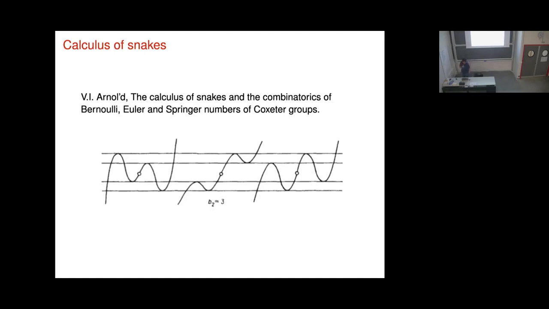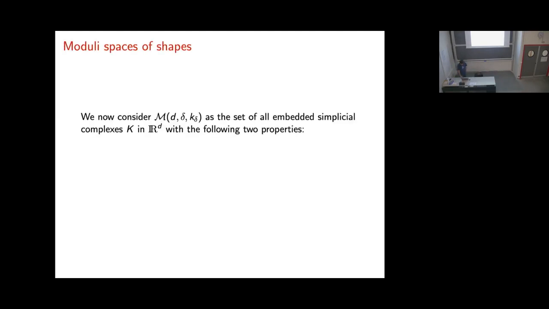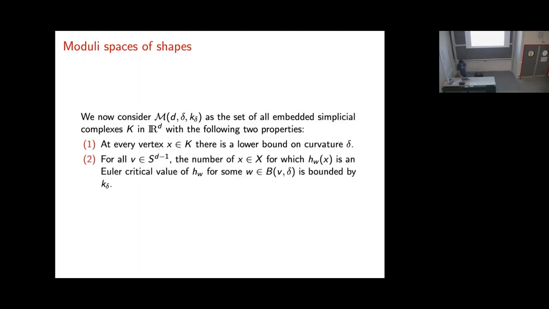So Arnold has many beautiful papers. There's one paper where he asks the following question. If I tell you the critical points of a function, how many homologically different functions have those critical points? And in this paper, he gives a closed form solution to that question, which is impressive. This is not a joke. It's a beautiful paper. It's called The Calculus of Snakes. So the question is, can we do the same?